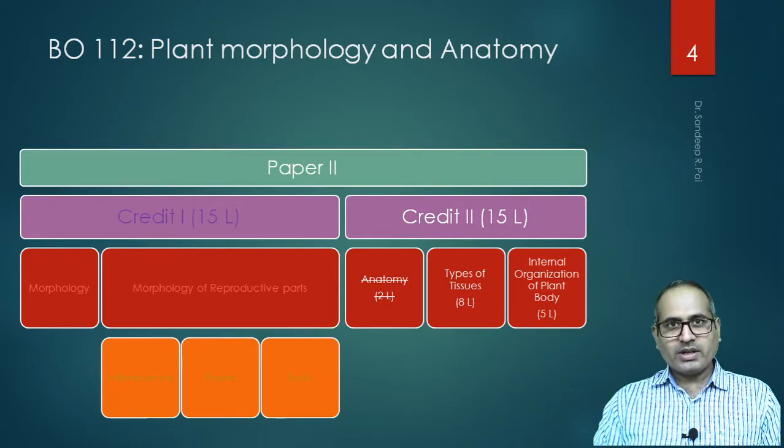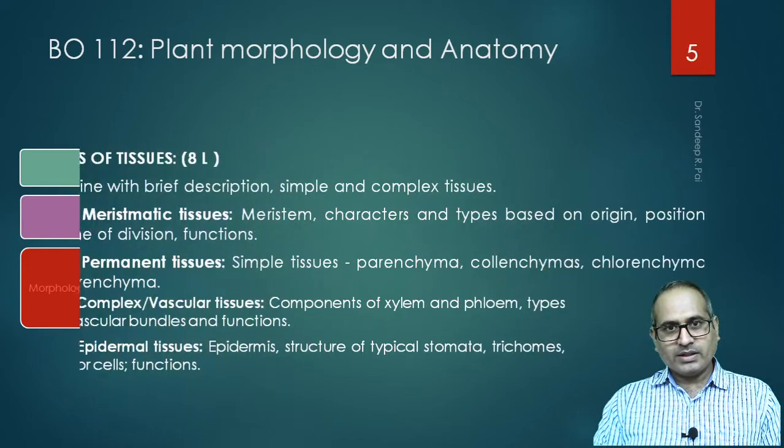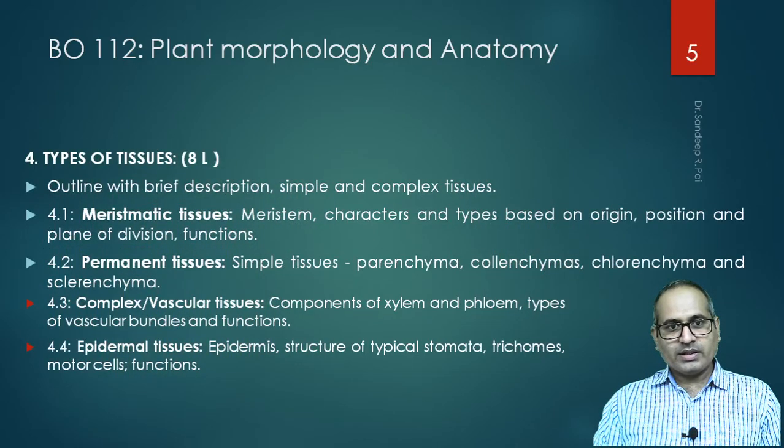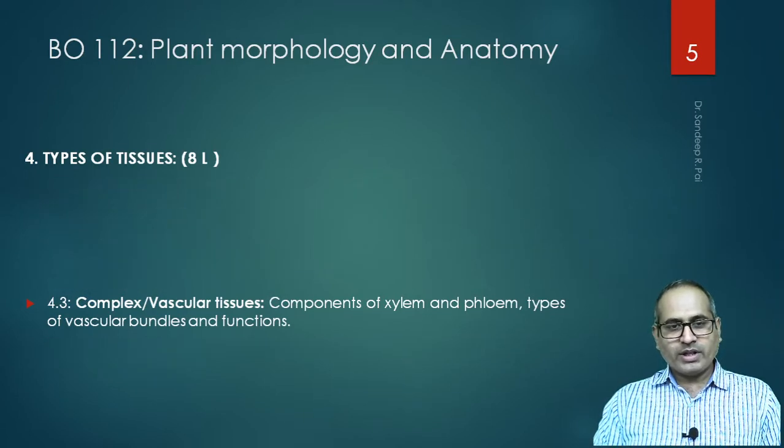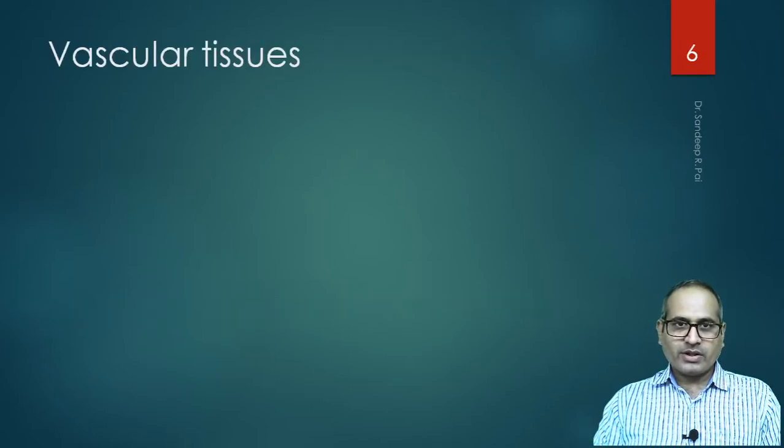And in today's lecture, out of these 4 types, we will be dealing with the third type, 4.3, complex or vascular tissues. Vascular tissues are complex tissues, and in that we are going to see components of xylem and phloem, types of vascular bundles and their functions.